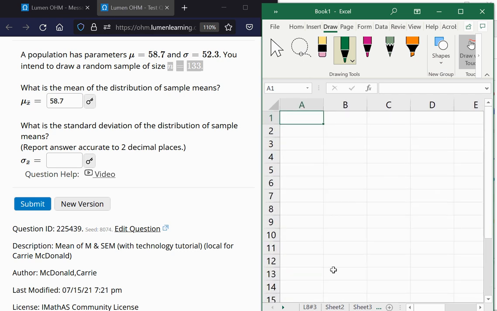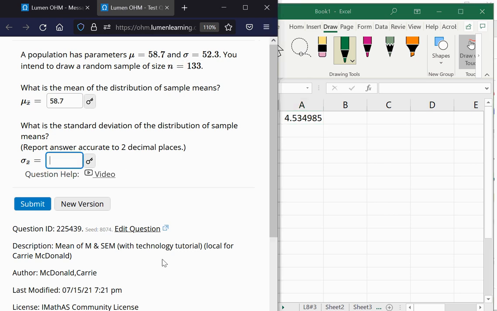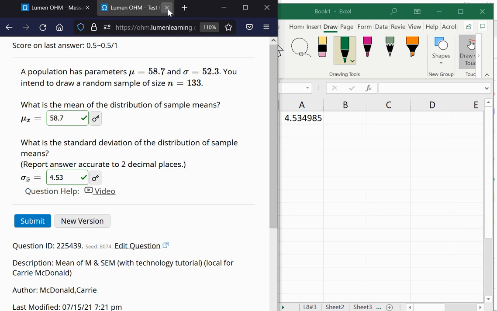Okay, so the standard deviation is going to be 52.3 divided by the square root of 133. Accurate to 2 decimal places, it's 4.53. And that's the whole premise for lesson 9. Any of the problems in lesson 9 are going to involve using an adjusted standard deviation, dividing by the square root of n. And everything else works pretty much the same way as it did in lesson 8.